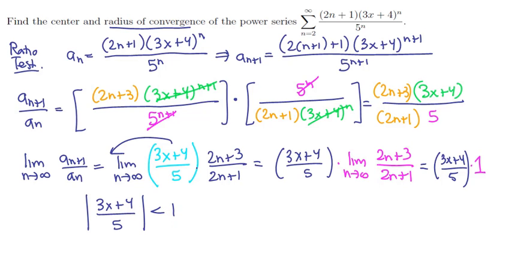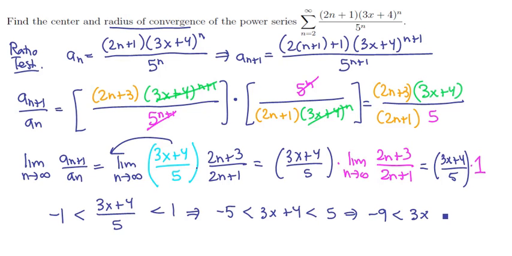Now remember that this inequality here just means that 3x plus 4 should be between 1 and minus 1 after clearing the denominator. And so let's solve that. If we multiply through by a 5, we get minus 5 is less than 3x plus 4 is less than 5. If we were to add minus 4 to all sides, we're going to get minus 9 is less than 3x is less than 1. Now if we divide everything through by a 3, we get negative 3 is less than x is less than 1/3. And so these are the values for which the series converges.